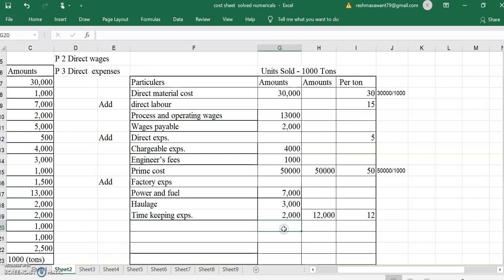Next, add 50,000, that is your prime cost, and factory expenses. The answer will be the factory cost. 50,000 plus 12,000 is 62,000. Factory cost. And per unit, that is 62 rupees per ton.